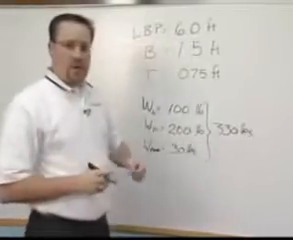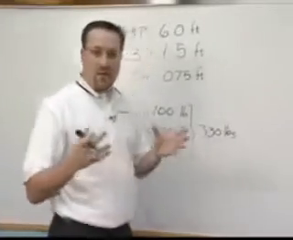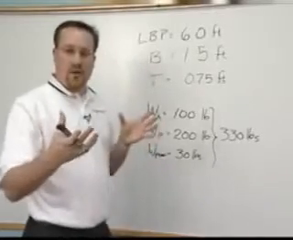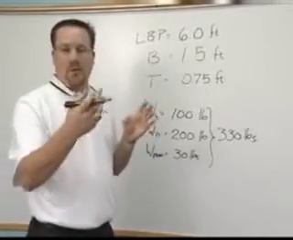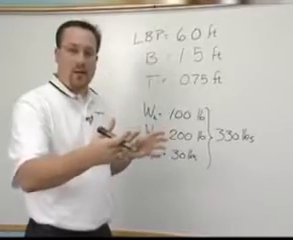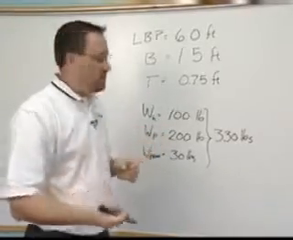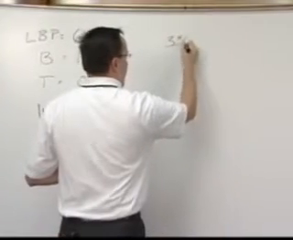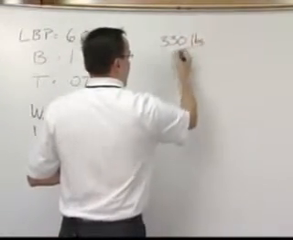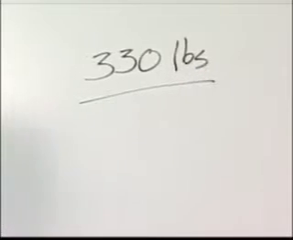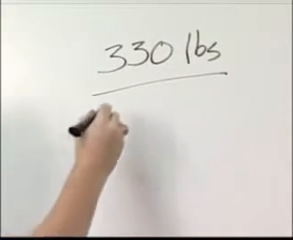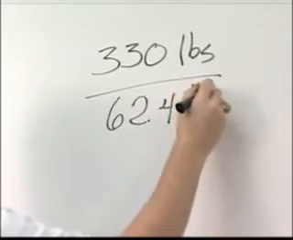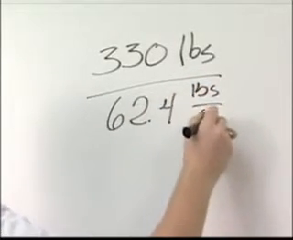Now we can convert this weight into a displacement by dividing out the density of water. Remember Archimedes' principle, your ship will be in equilibrium when its weight matches the water that it displaces. So we'll take 330 pounds and we're going to divide it by the mass density of water, which will be 62.4 pounds per cubic foot.